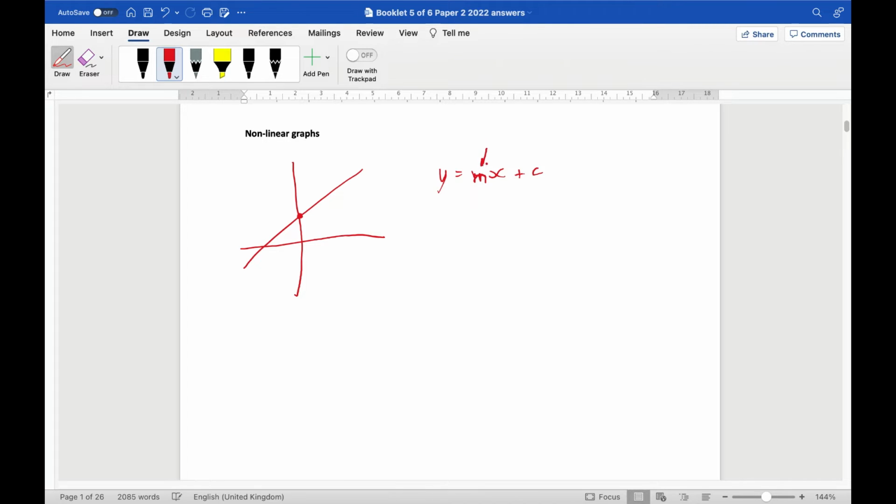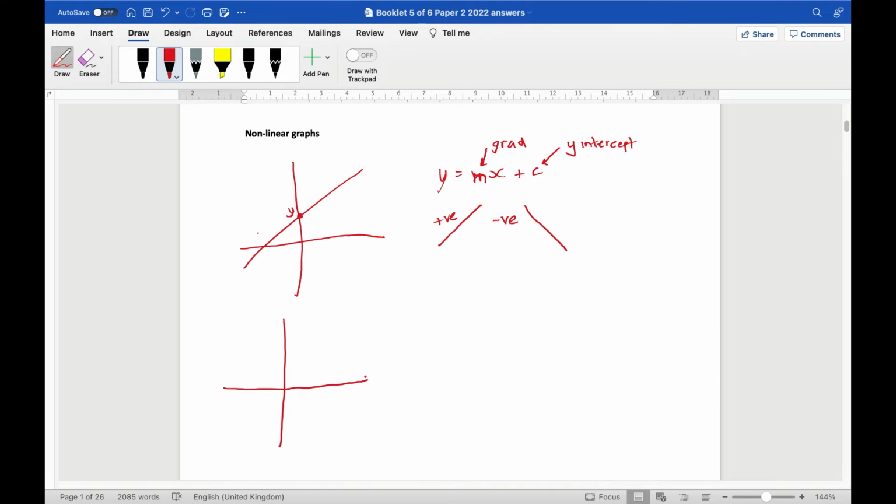Where m is the gradient, and we need to know this actually for paper 1, not paper 2. It's in a different booklet to this. And c is the y-intercept. If the gradient is positive, the line is going up. If the number before x, the gradient, is negative, the line is going down. And the y-intercept is where it cuts the y-axis. Actually, where it cuts the x-axis, which is down here, is completely irrelevant to a line, okay? That's all we need to say about those.